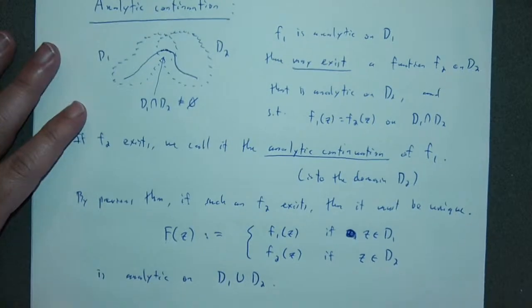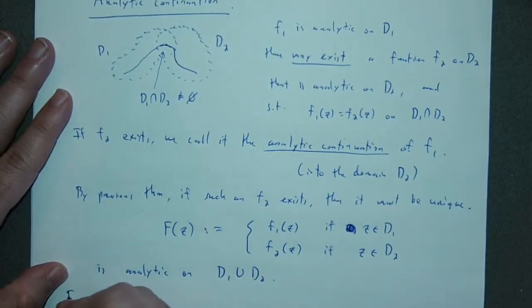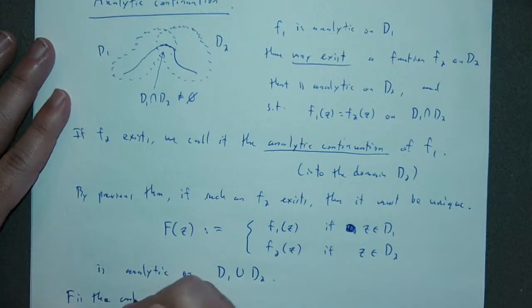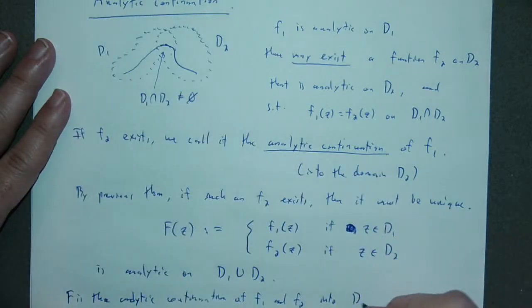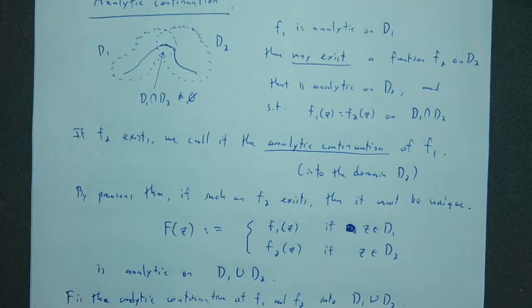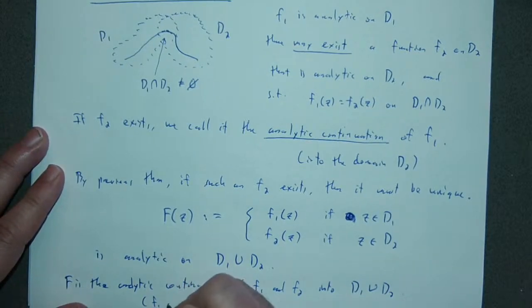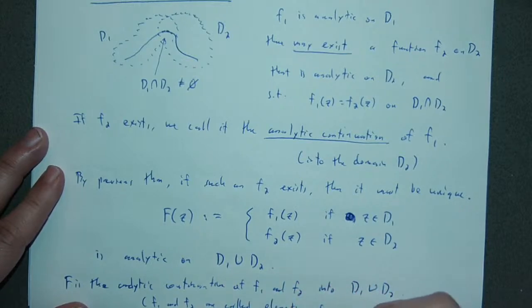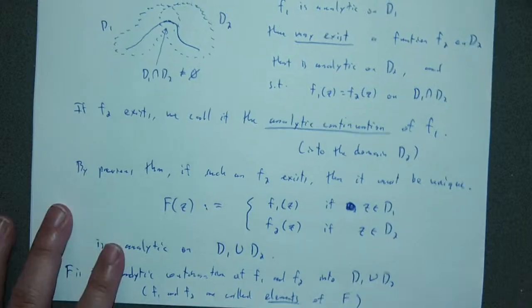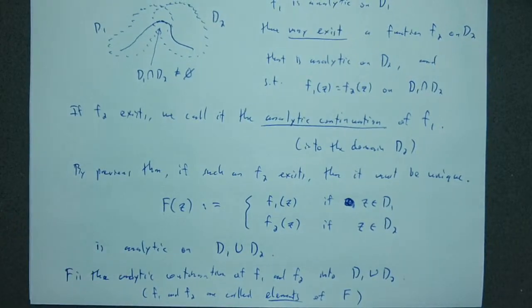So we say that in this case, big F is the analytic continuation of both f sub 1 and f sub 2 into the domain that's the union of those, d sub 1 union d sub 2. Another way, common terminology here, is to call f sub 1 and f sub 2 elements of this analytic continuation big F. So this is how this analytic continuation business works.